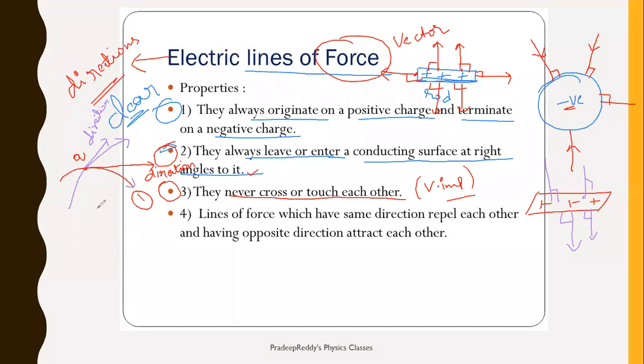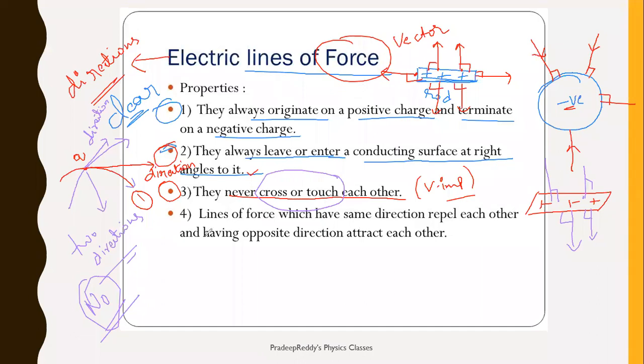Right? So at this point, what do we have? Two directions. Can a test charge move simultaneously in two directions? No. A test charge cannot move simultaneously in two directions. Therefore, no field lines will cross each other. They will never cross or touch each other. Practically, it is not at all possible. However dense the field lines may be, no field lines will cross each other. Right? A very, very important conclusion.